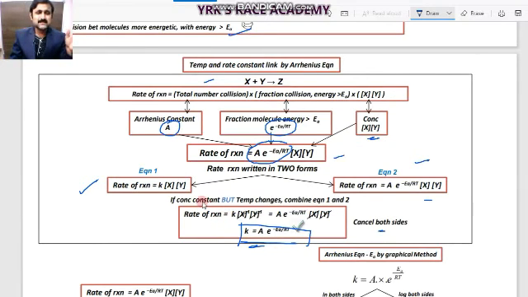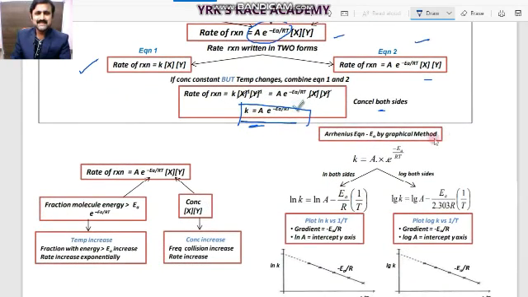Cancel both the sides, then what happens? Concentration cancels as it is constant. Then we get the Arrhenius expression. So what is the Arrhenius expression? It is nothing but rate of reaction equals total number of collisions into fraction of collisions with energy greater than activation energy into concentration of reactants, product of reactants.